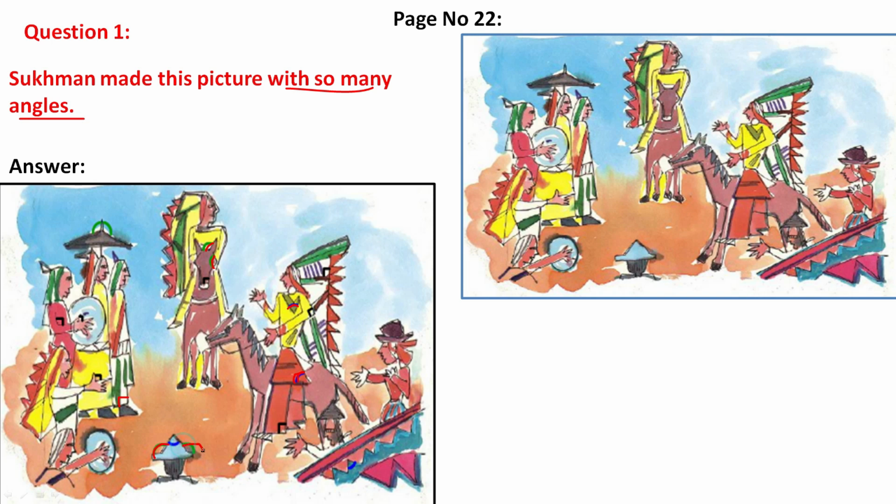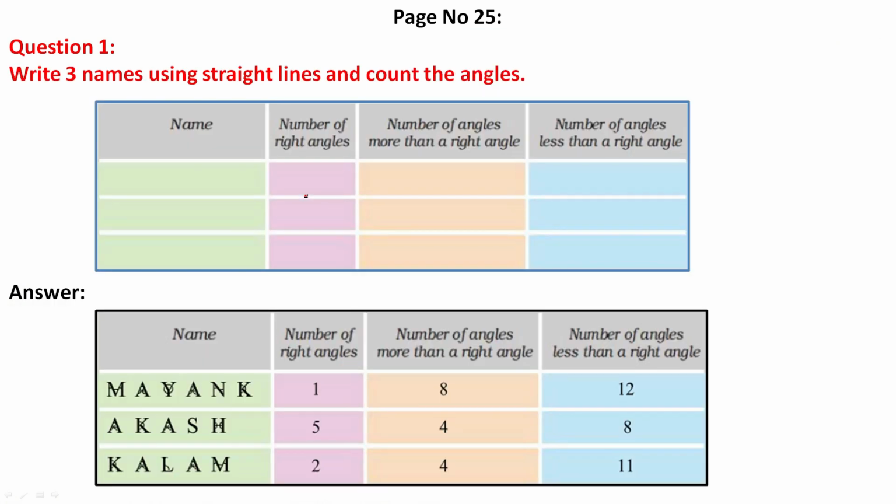More than 90 degrees. It is an acute angle, less than 90 degrees. So this picture is completely covered with angles only. Here you can find the 90 degree angle. Here you can find an acute angle. So many angles are marked here in this picture.